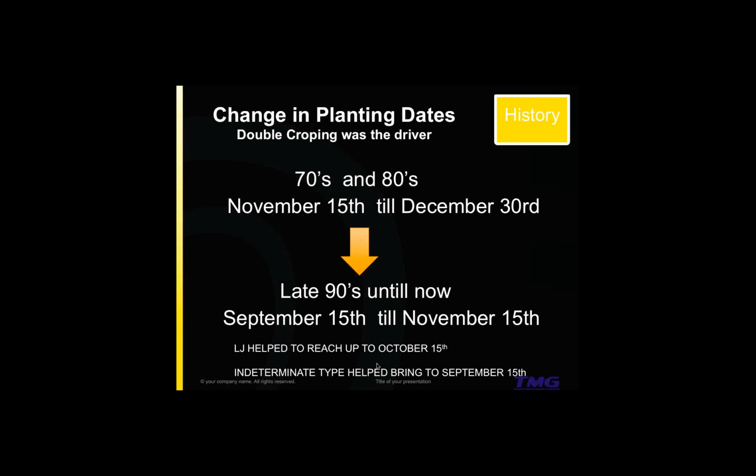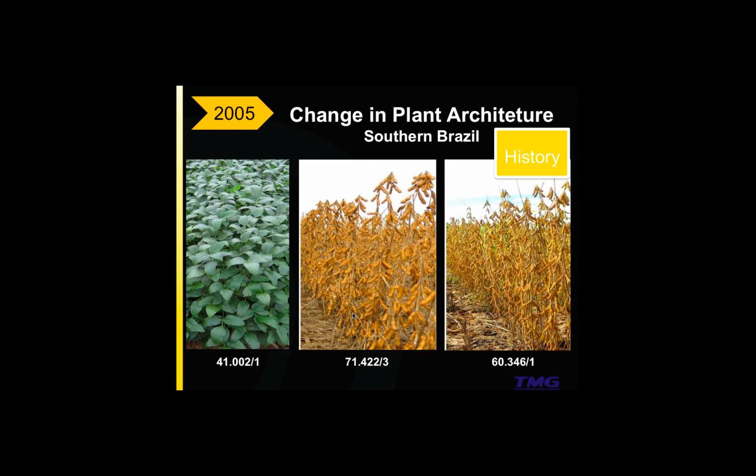The indeterminate or semi-determinate types helped us to push this a little earlier, and now we can use the combination of semi-determinate or indeterminate trait to grow soybeans. We start planting on September 15th. Okay, so that's the trend here in Brazil. And because of this push for double cropping, as I mentioned, we start to rely more on the indeterminate and semi-determinate types.